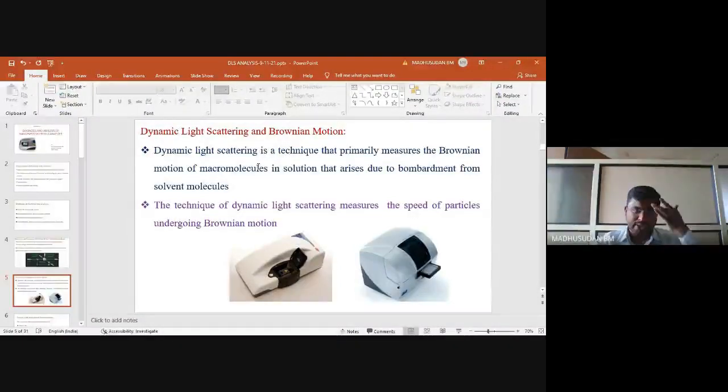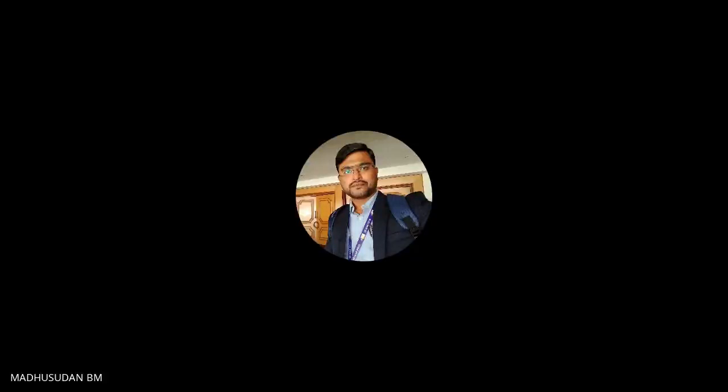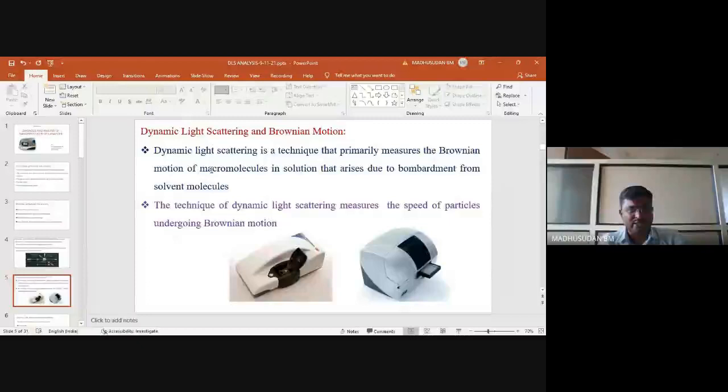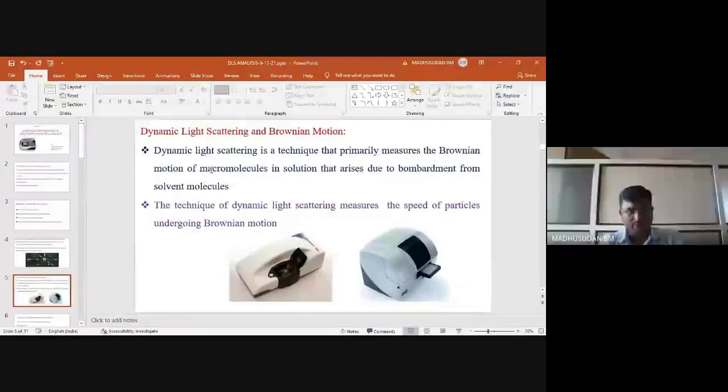So the DLS technique primarily measures the Brownian motion of macromolecules in solution, which arises due to bombardment of any kind of particle, maybe ceramics or a biological sample, by one over the other. Such movement we often call Brownian movement. So the speed of the movement of the particle can be captured with the help of this laser technique.